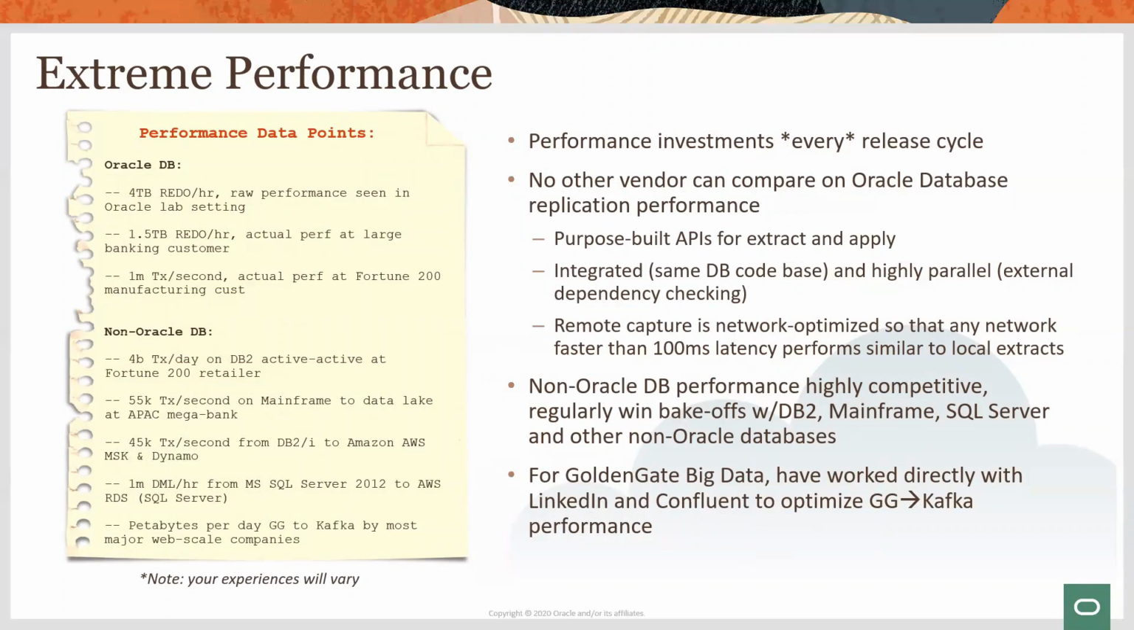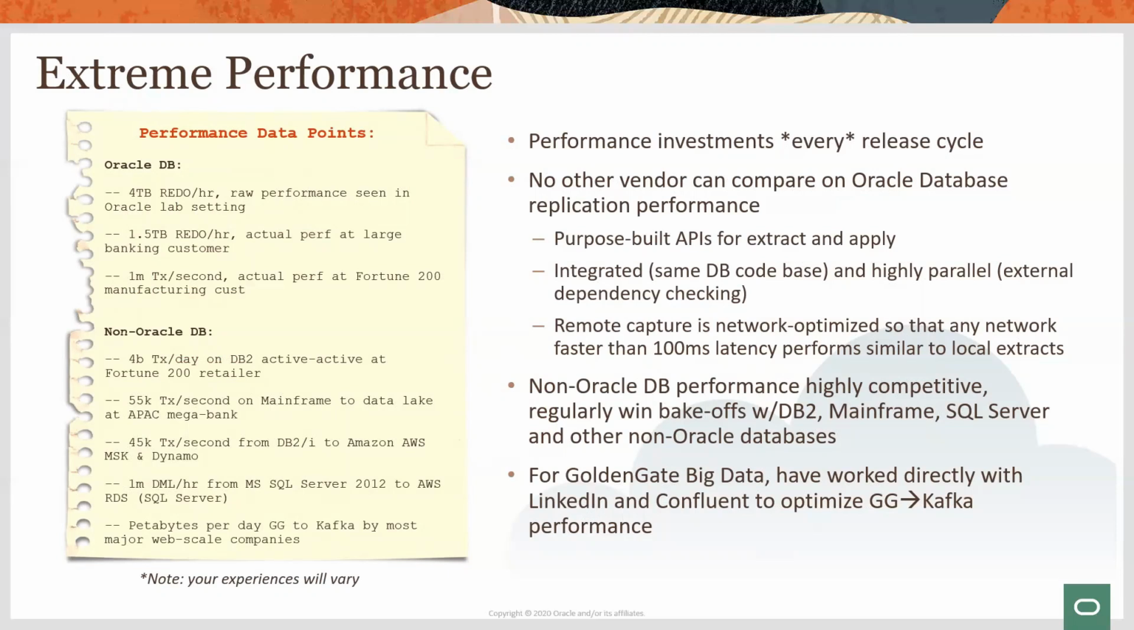We see a large Fortune 200 manufacturing customer in Asia that sees real world performance of 1 million transactions per second. We invest quite a lot in non-Oracle database technologies as well, so we can see 4 billion transactions a day on DB2. We have a huge bank in China that sees 55,000 transactions per second from DB2 mainframe to their data lake. We see a large bank in Latin America that sees 45,000 transactions per second from DB2 iSeries into Amazon managed Kafka service.